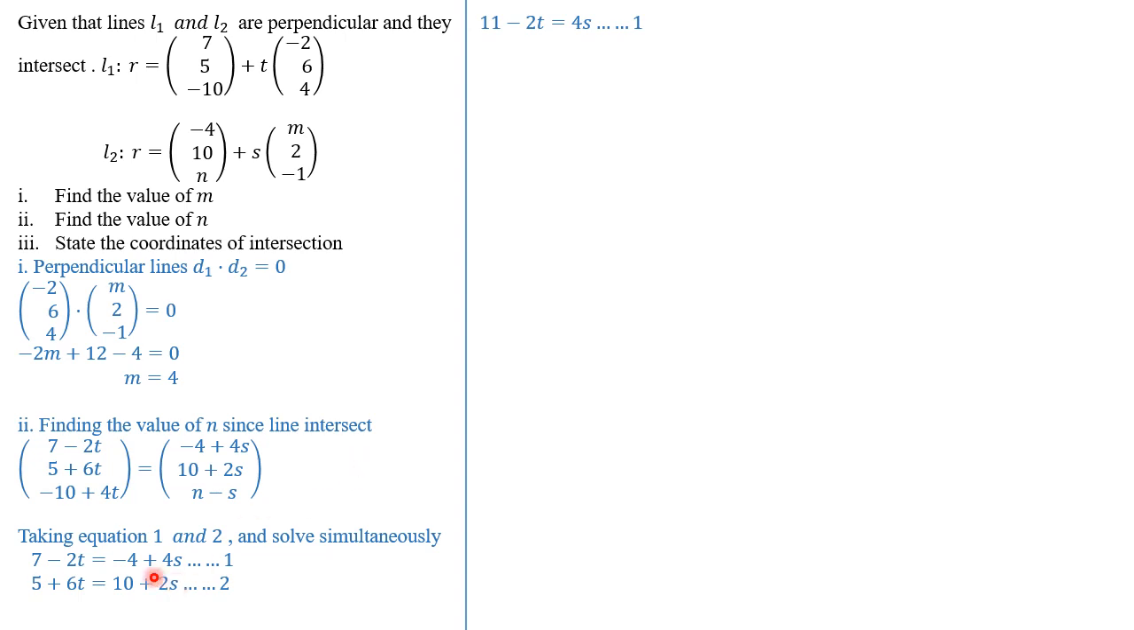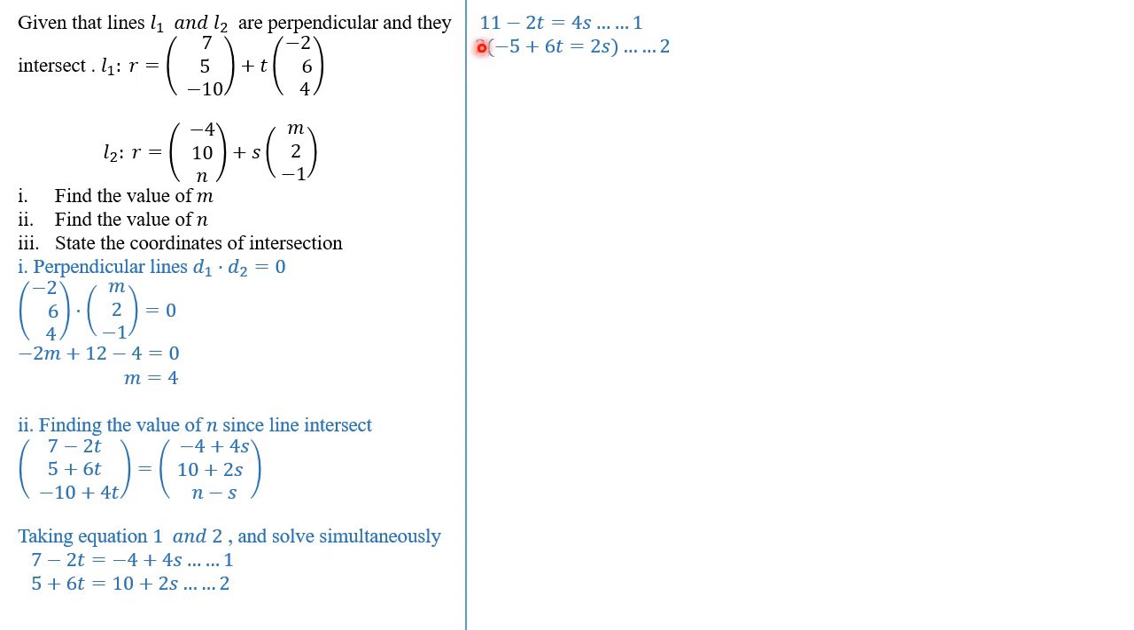All right, so we can simplify the first equation by taking 4 to the other side, so it becomes 11 minus 2t is equal to 4s. Then in the second equation, we can take 10 to the other side, so we have minus 5t plus 6t is equal to 2s. So we need to solve for t and s. In this case, I can use the elimination method.